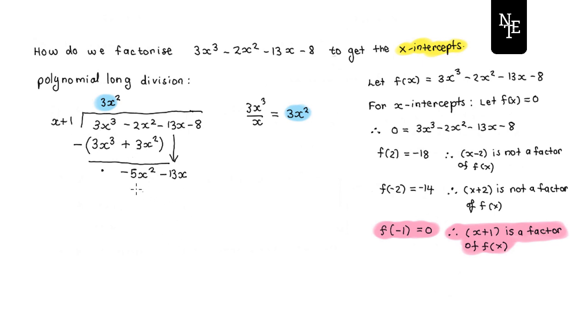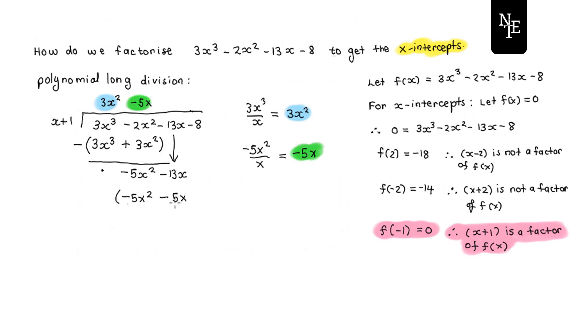Again, we're going to take this x and divide it into this first term. So what we're going to have is minus 5x squared divided by x, that's going to be equal to minus 5x. This answer then needs to go up the top over here. So we'll then have minus 5x at the top over here, and then that answer needs to multiply, remember, both the terms of your first factor. So negative 5x times x is going to be a negative 5x squared. Negative 5x times a positive 1 is going to be a negative 5x.